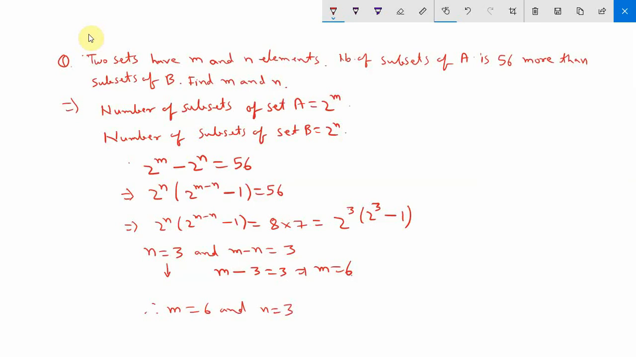Okay friends, next we will see subsets of the set of real numbers. First we will clean this. Subsets of the set of real numbers.